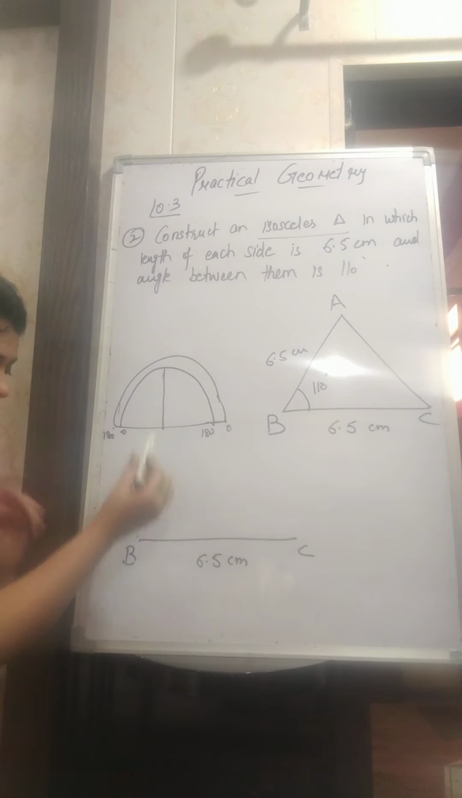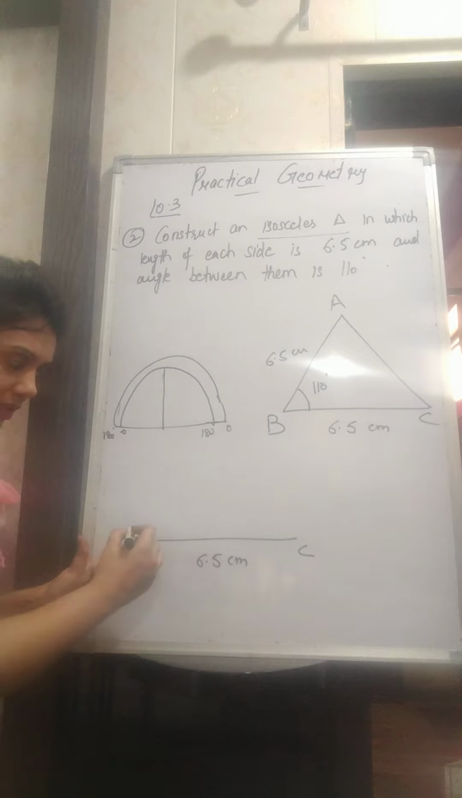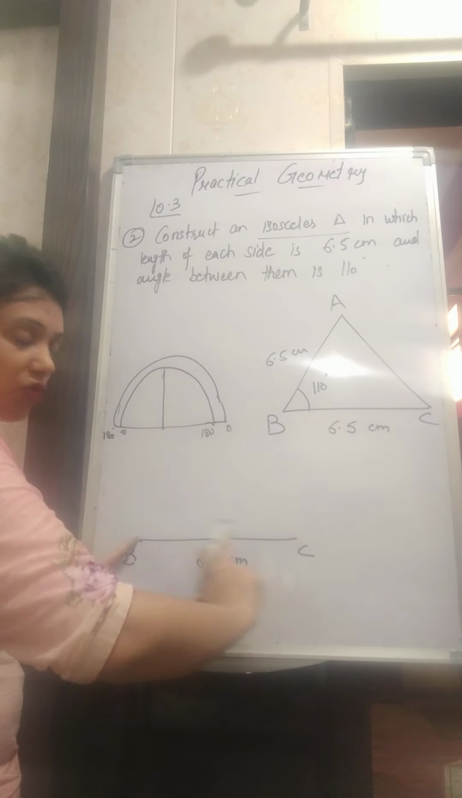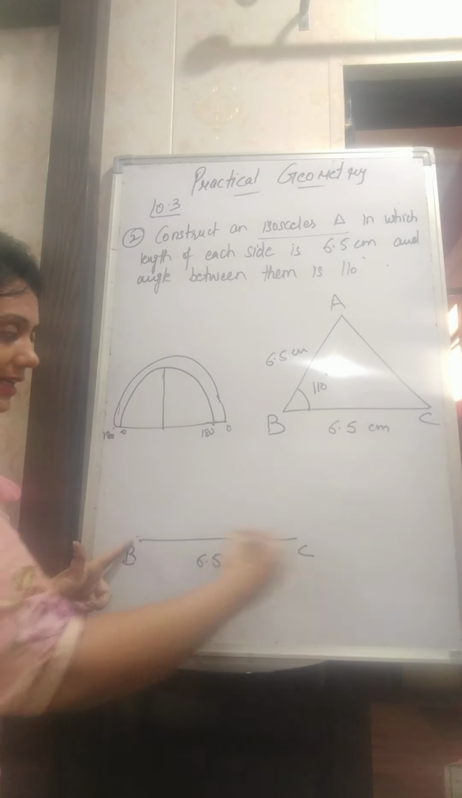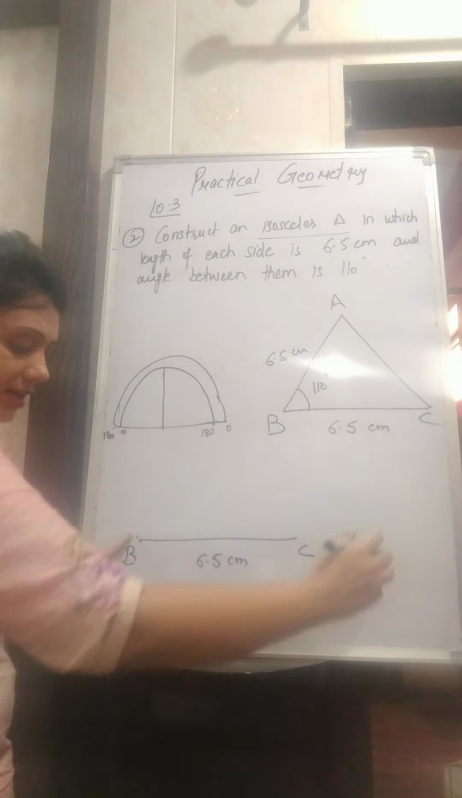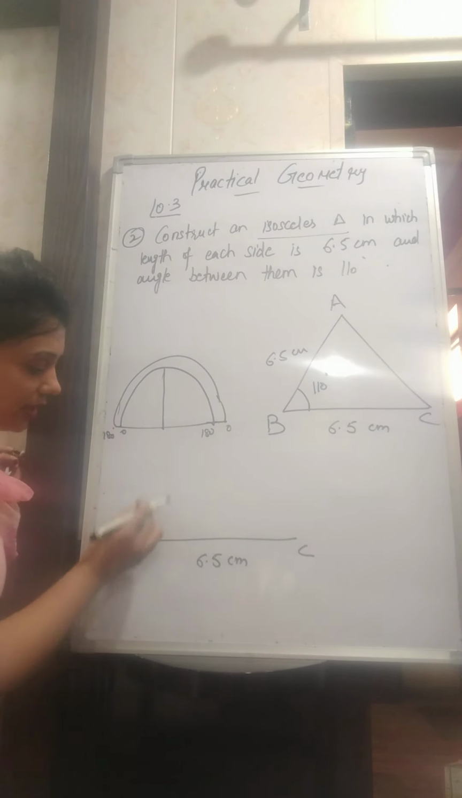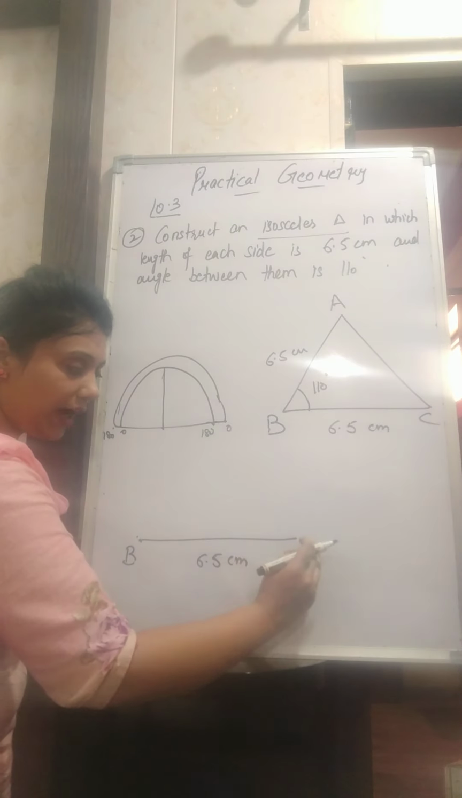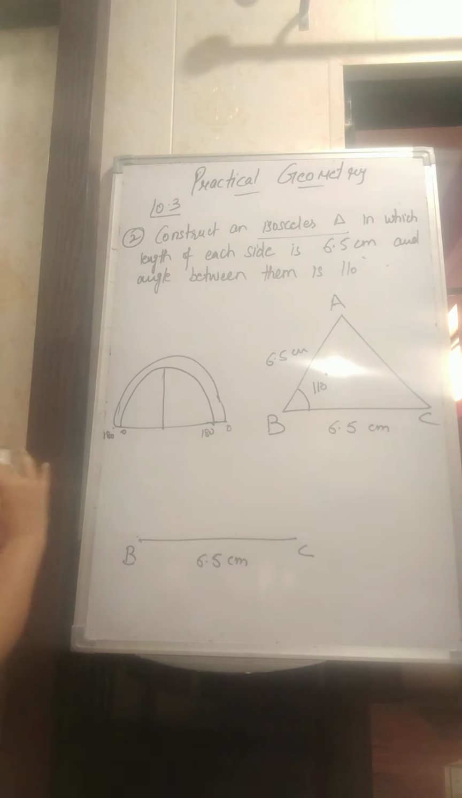You will keep this center point of the protractor at point B. Now your line segment is towards the right hand side. So whatever protractor you have, you will see the 0 on the right hand side of the protractor, as your line is going towards the right from point B.